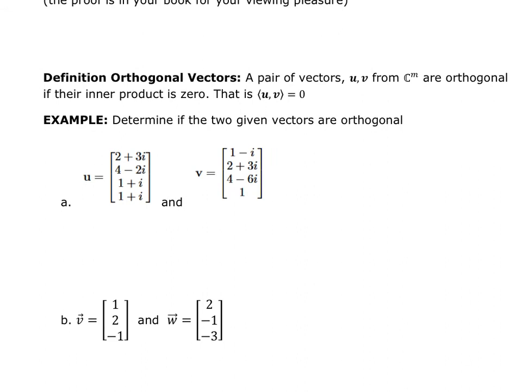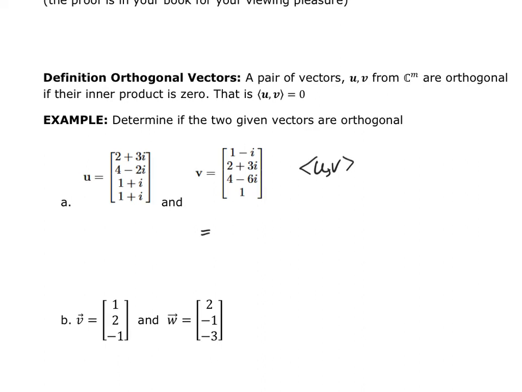Okay, now we're going to go on to what it means to be orthogonal. We say two vectors are orthogonal if their inner product, when I multiply them together, is 0. Not the 0 vector, just 0. So when I do my inner product, I have to pay attention: I'm going to do u and then v. So I'm going to do u on v.